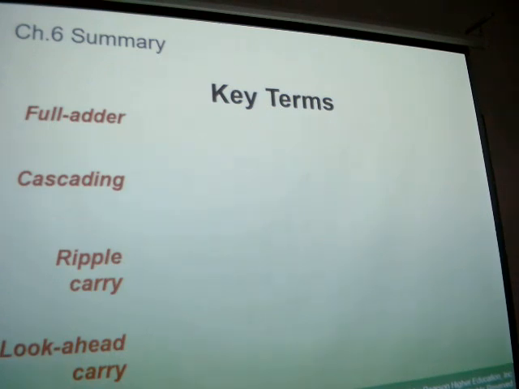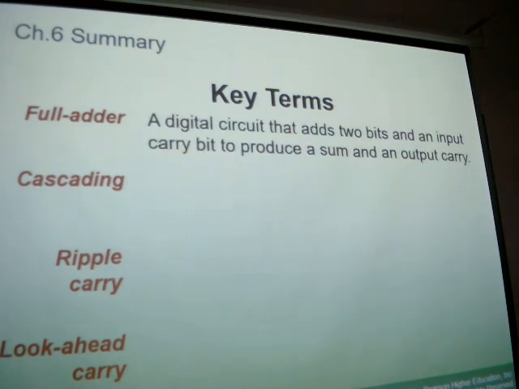So chapter 6 has been finished. In this chapter, we have learned full adders have three inputs and two outputs. In the half adder, it has two inputs and two outputs. A full adder is a digital circuit that adds two bits and an input carry bit to produce a sum and an output carry.